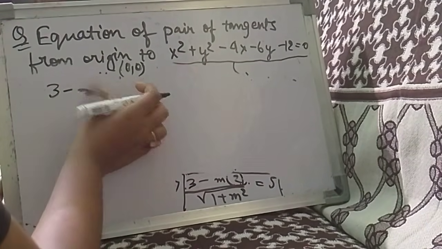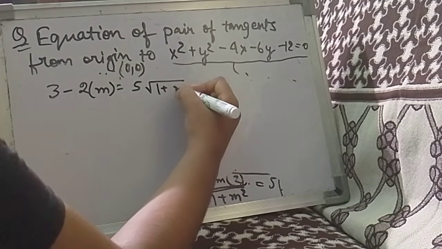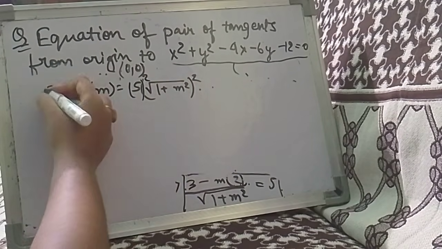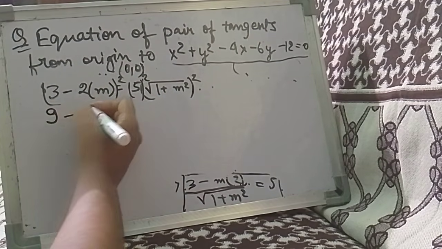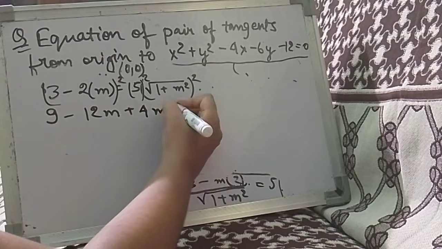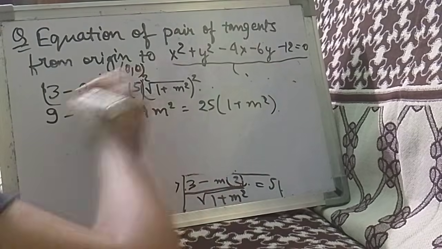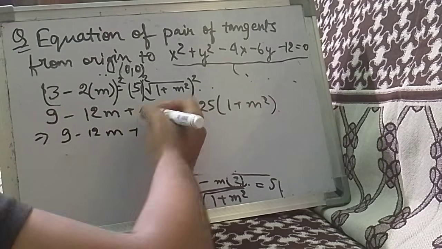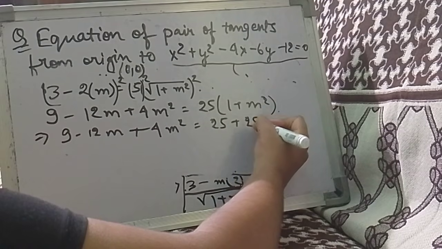3 minus 2m equals 5 under root of 1 plus m square. Let's square this. Squaring this, we get 9 minus 2 into 3 into 2, that is 12m, plus 4m square equals 25 times (1 plus m square). It becomes 9 minus 12m plus 4m square equals 25 plus 25m square.